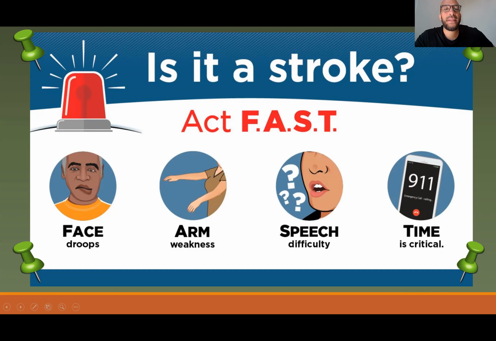If you can't remember all those signs and symptoms, you can remember act FAST: face, arm, speech, time. And that is what we can use to quickly assess our patient and see if they are indeed having a stroke, if we think they are. And this is something you can do whether you're a nursing assistant or a registered nurse. This is a tool that you can use to more accurately gauge a patient's symptoms if you believe they're having a stroke.